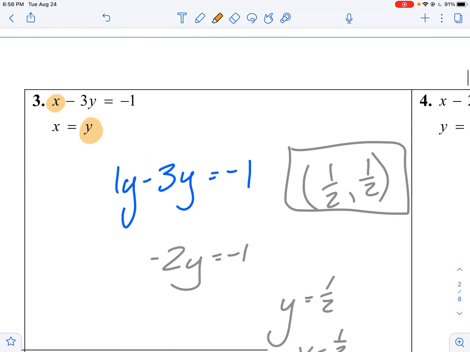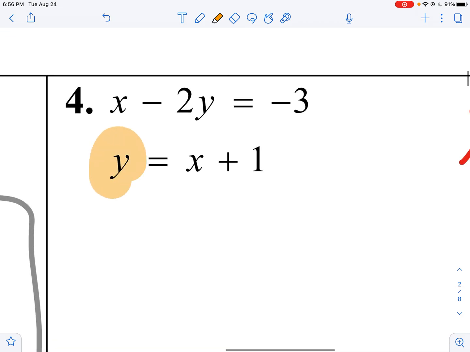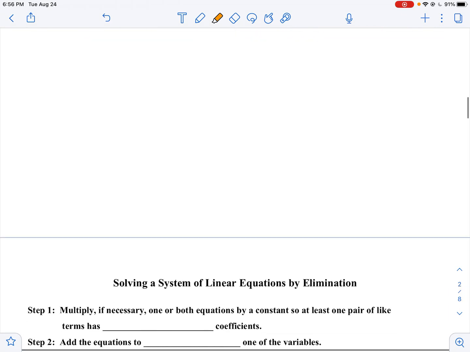Sometimes you will see one variable that is isolated, and then in the other equation, neither variable is isolated. So when you already have y equals something or x equals something, that tells you, okay, I know what x is, I should substitute that value in somewhere else.